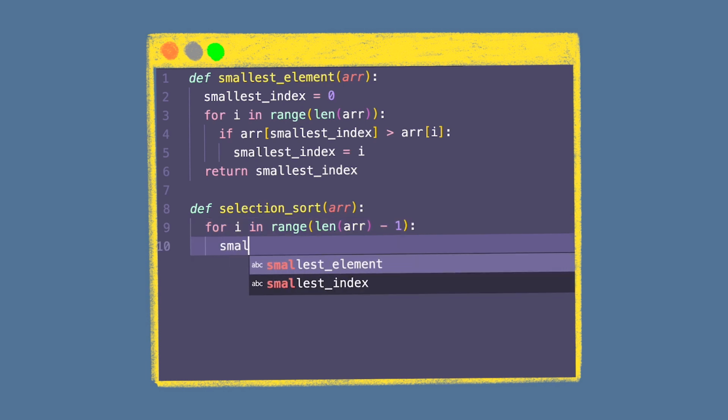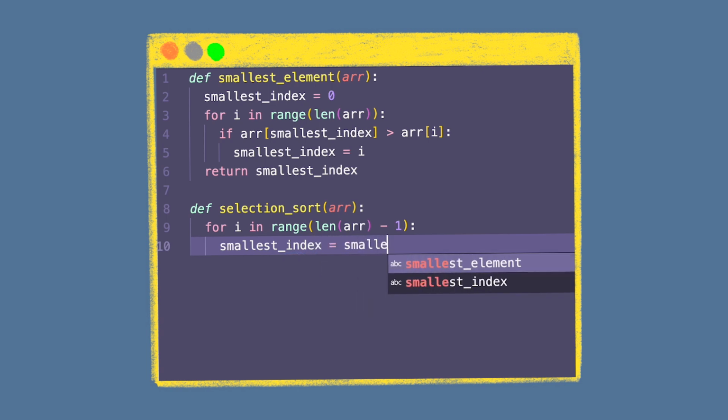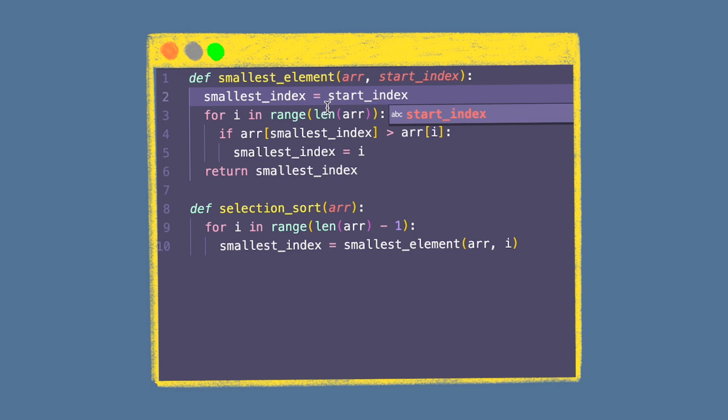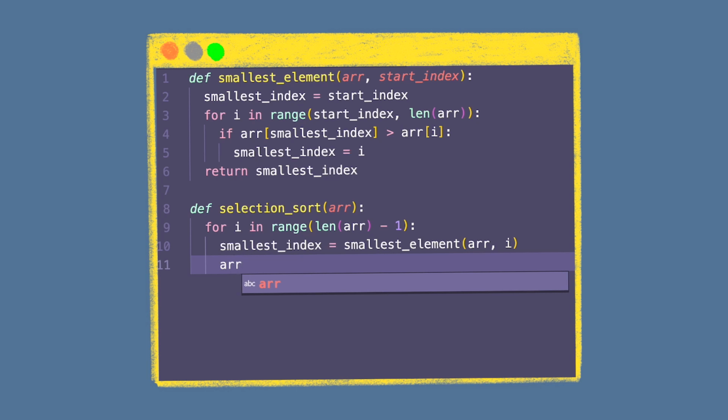To find the ith smallest element, we will use the smallest element function that we declared before. We need to modify this function because we don't need to find the smallest element in the entire array all the time. We need to find the smallest element only in the unsorted part of the array. To do that, we add another argument to the smallest element function, the index from where the unsorted list begins and the sorted list ends. Then we swap the element at the ith position with the element at the smallest index.